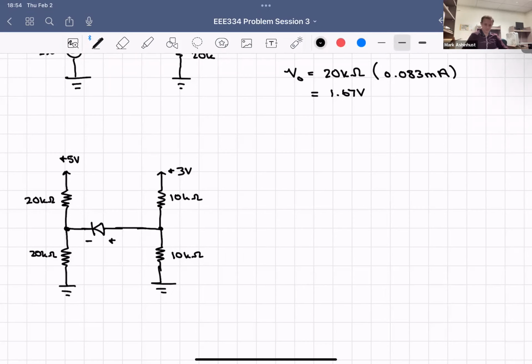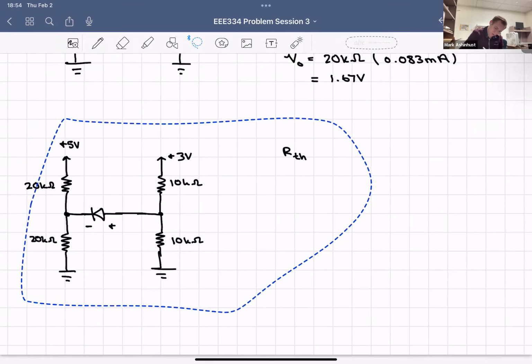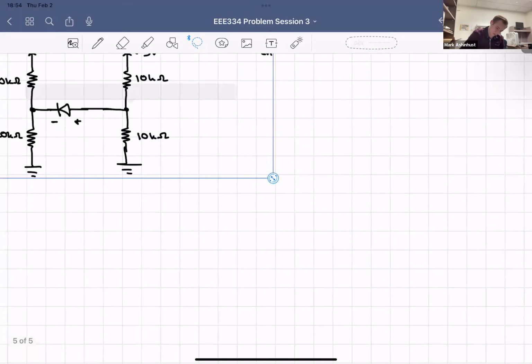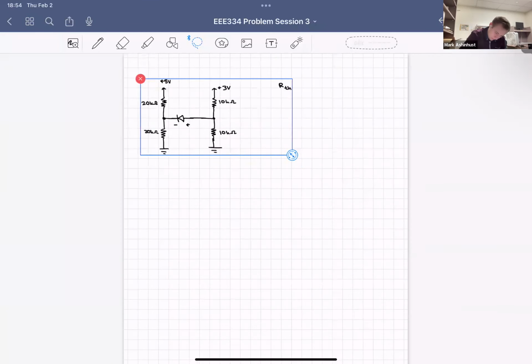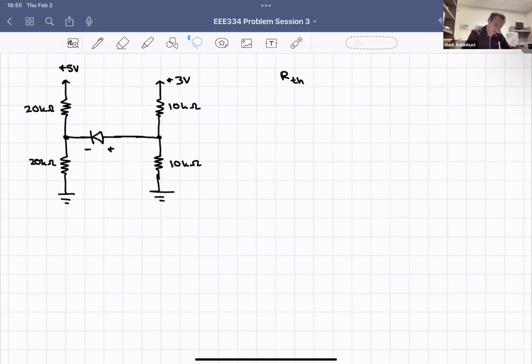Great. We're going to do the same thing here. I'm going to start with finding R Thevenin. Actually, I'm going to bring this over to the next page just to help with space and not getting confused with numbers. RTH, R Thevenin. I'm going to draw this out differently.